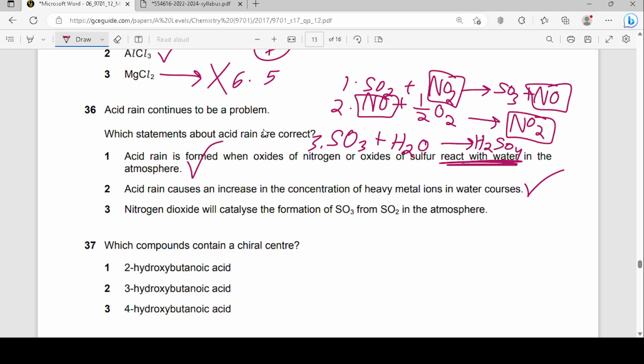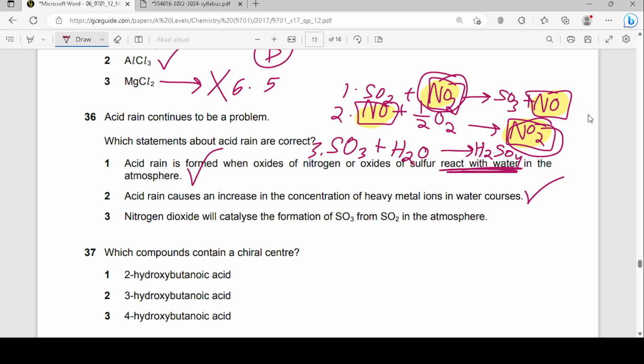Now, statement 3 is that nitrogen dioxide will catalyze the formation of SO3 from SO2 in the atmosphere. I just showed you that right now. Nitrogen dioxide is acting as a catalyst because it's on the left side of the first equation and the right-hand side of the second equation. And NO was on the right side of the first equation and the left side of the second equation. So they cancel out, and they're catalyzing the reaction because they're not affected by the reactions, so you can cancel them out. So it's true that NO2 and NO are acting as catalysts. So statements 1, 2, and 3 are all right. Okay, and because of that, the answer is going to be A. So next question now. Question number 37.